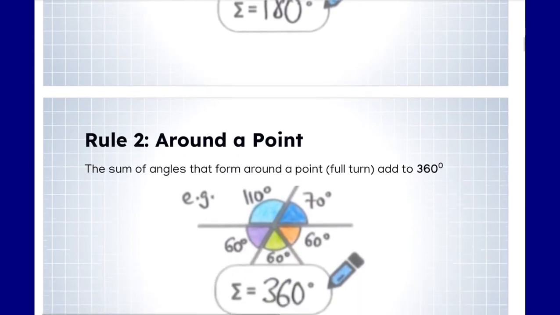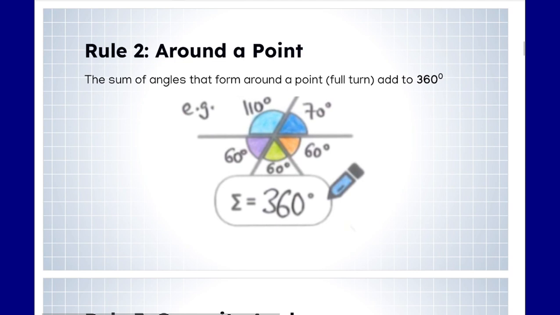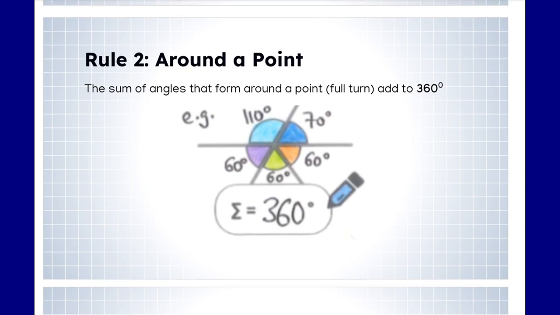When we're going around a point, the sum of angles that form around a point or a full turn have to add to 360 degrees. Again, this makes sense because all these angles, when you put them together, form a full circle. And as we mentioned, a full circle or a full angle is 360 degrees. So all the different components have to add to 360.